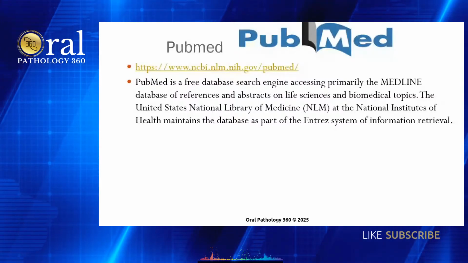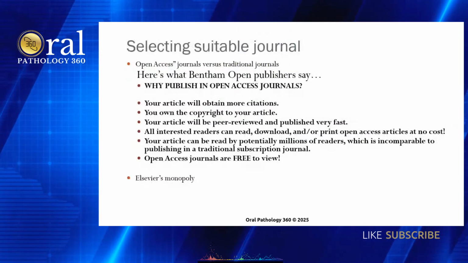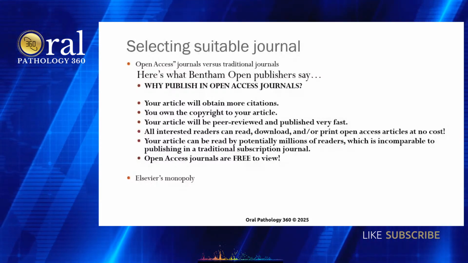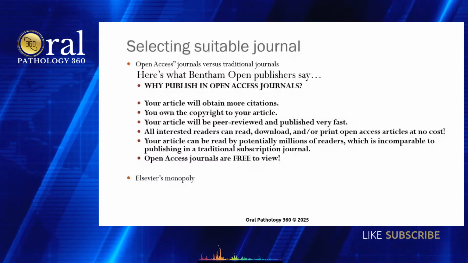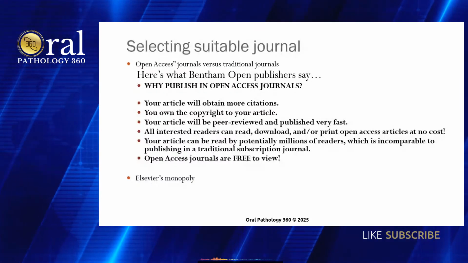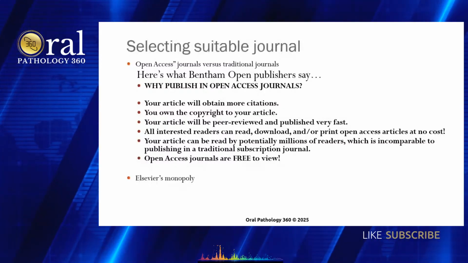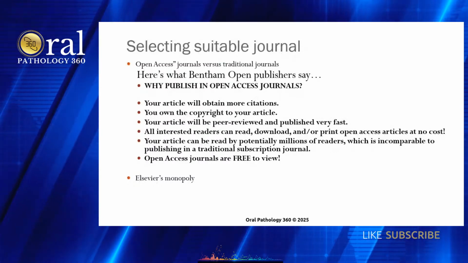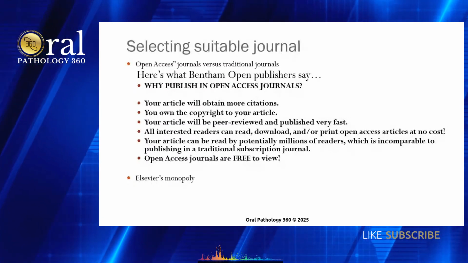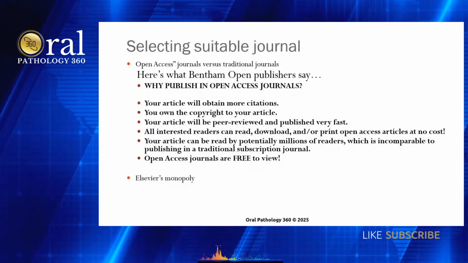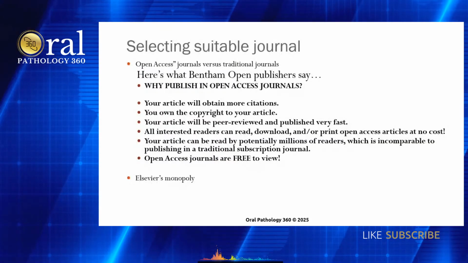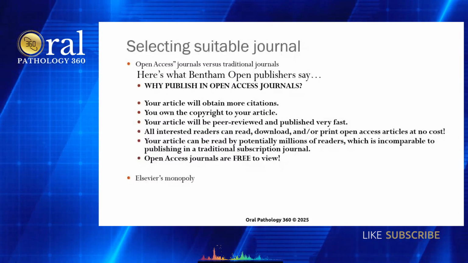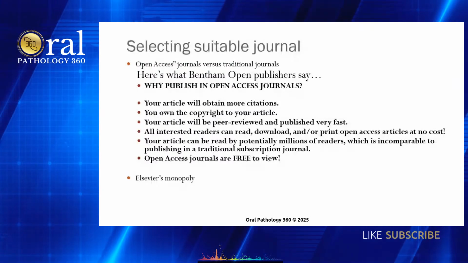Now, selecting a suitable journal: open access journal. It is relatively easy to publish in open access journals. It will have a wider readership. So, why do you publish in open access journals? Your article will obtain more citations. You own the copyright to your article. Your article will be peer reviewed and published very fast. So, if you send to an open access journal, it gets published possibly within 1 month. All interested readers can read, download, and or print open access articles at no cost.